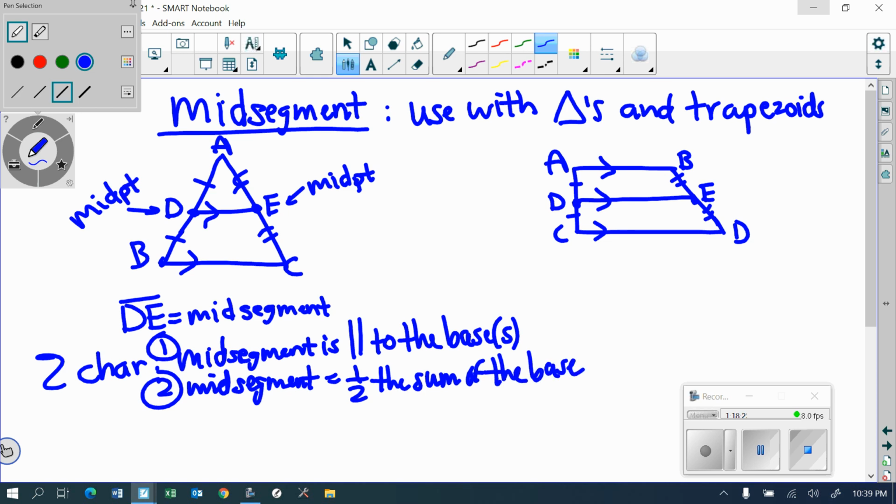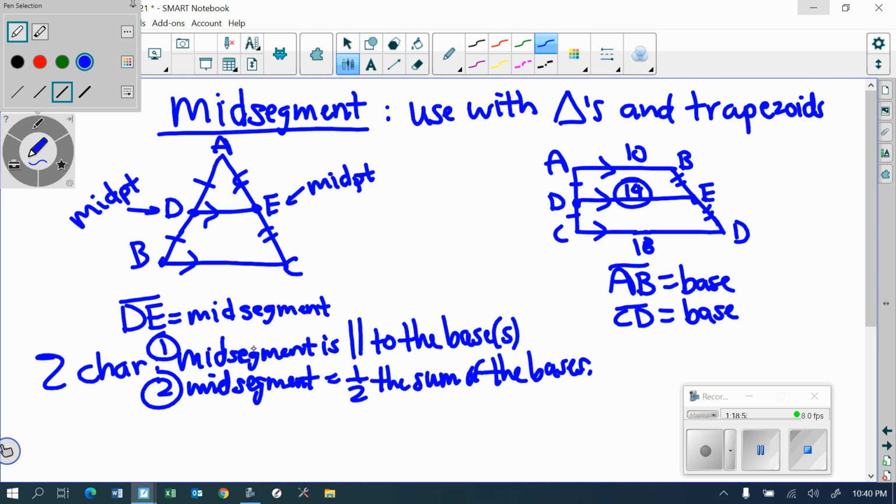Now, the reason I'm saying that, because in a trapezoid, you got two bases, right? AB is a base. Segment AB is a base. And segment CD is a base. Okay, so I would add those two together. Let's say this is 10 and this is 17. I'll make it 18, so it's a nice, easy number to divide by. 10 plus 18 is 28. Divided by 2 is 14 then.